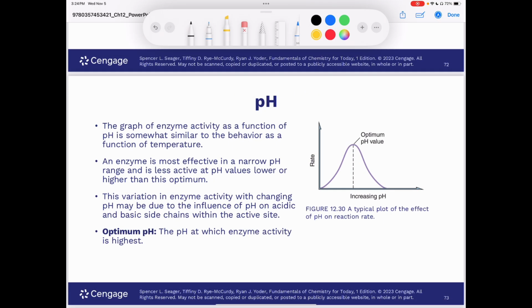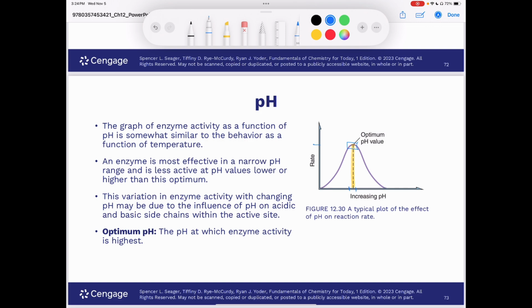Now, the graph that you see here of the enzyme activity as a function of pH is pretty similar to what you saw with the temperature, where you see there's this optimum value and then it drops off after that. So you notice that the enzyme is most effective in a very narrow pH range, right? You see that this is the optimum value here, right?